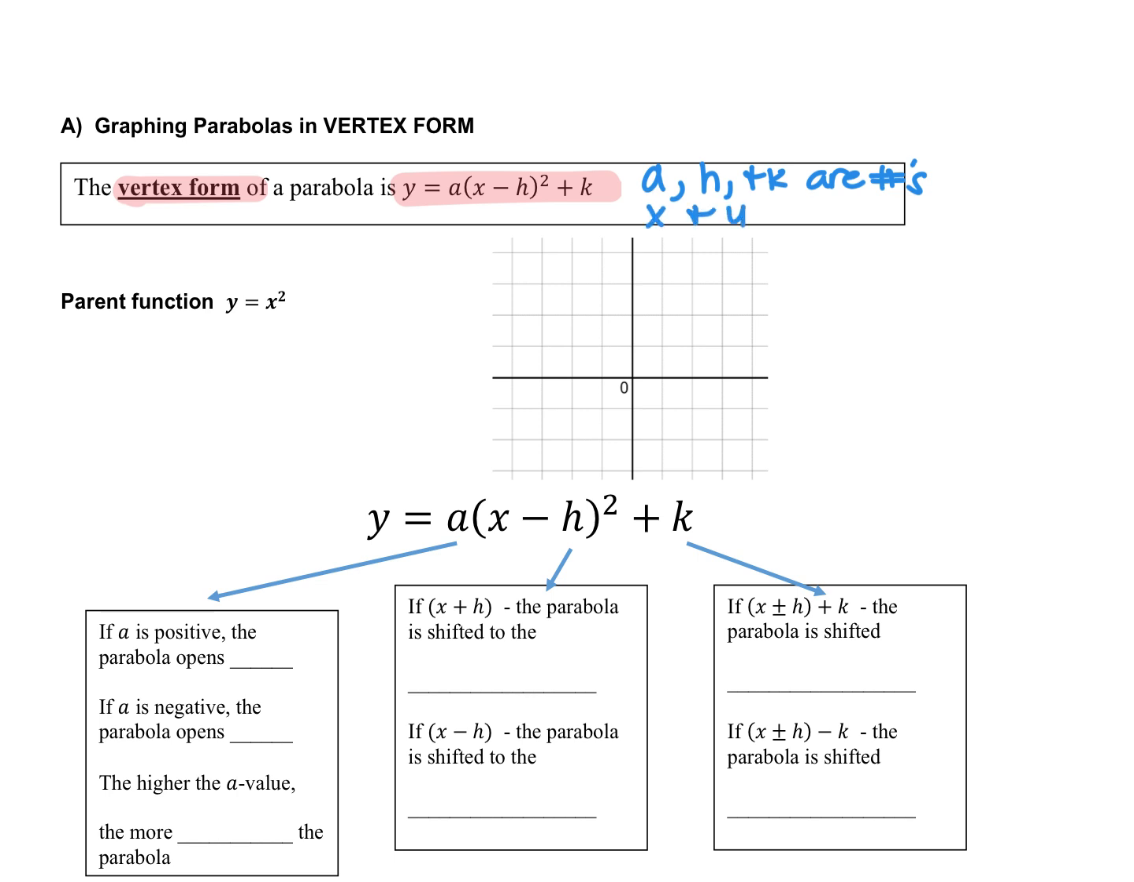X and y stay. Okay? So a, h, and k are all numbers, and they signify different things that are happening on the parabola. Those different things will be shifting right or left, shifting up or down, making it narrow or more wide, stuff like that, okay?